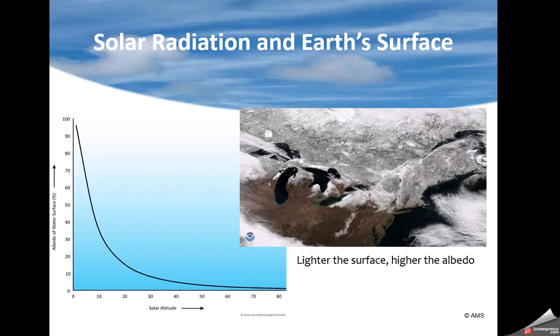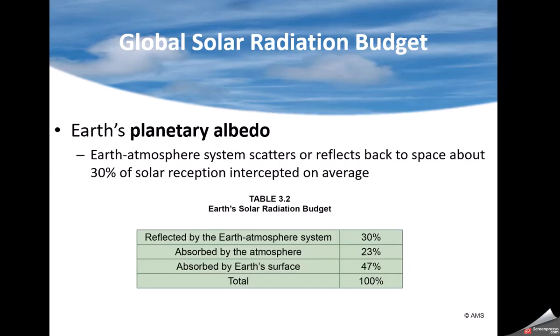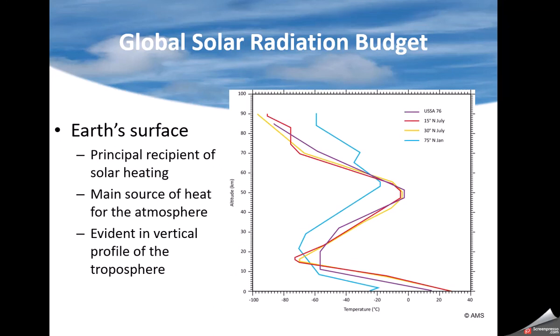So here you can see solar altitude, how it changes, and you can actually see the reflection of the ice and snow here in this picture. And here it is, the totals. 30% is reflected by the Earth. So automatically you've lost 30%. Only 70% of the sun's energy makes it to Earth. Another 23% is absorbed by the atmosphere and 47% by the ground or the Earth. So that's your totals. And you can see, looking at the temperatures, how they change based on the summertime.